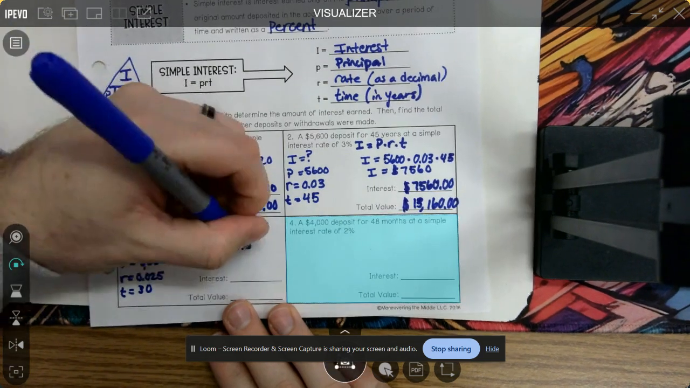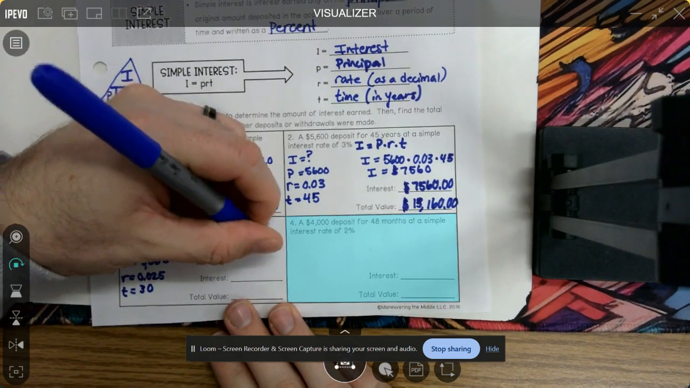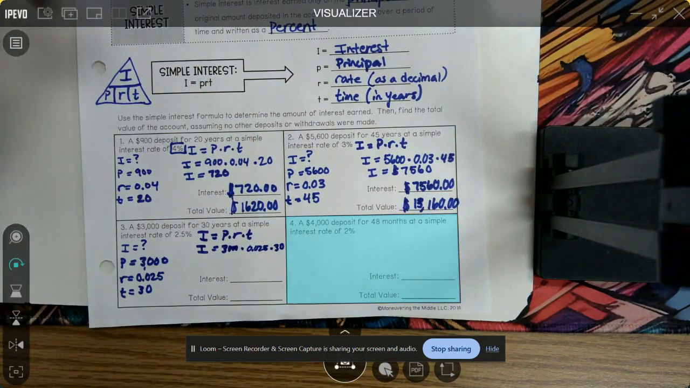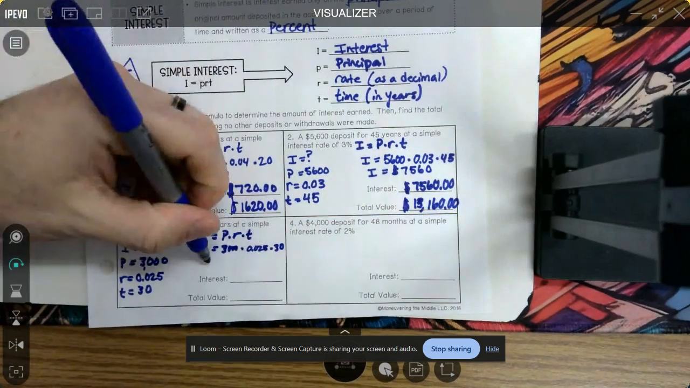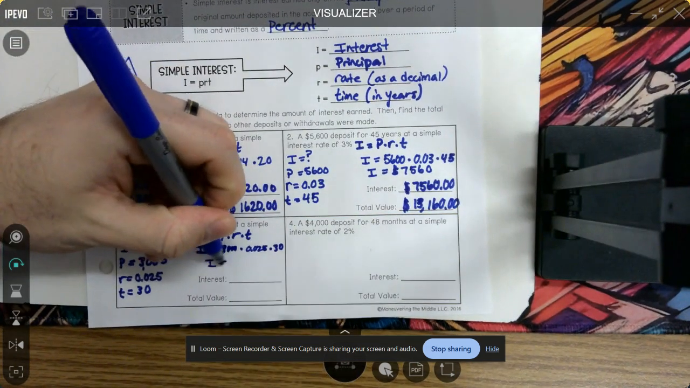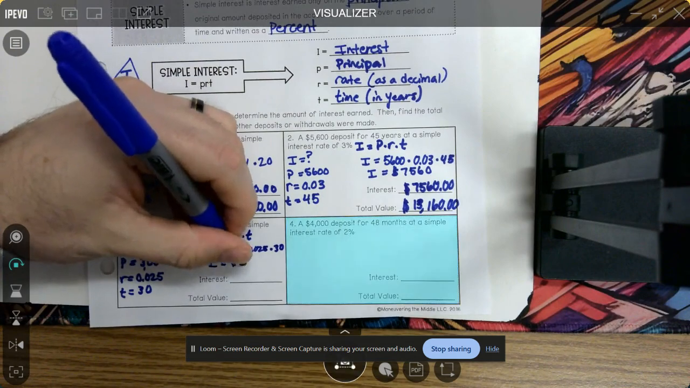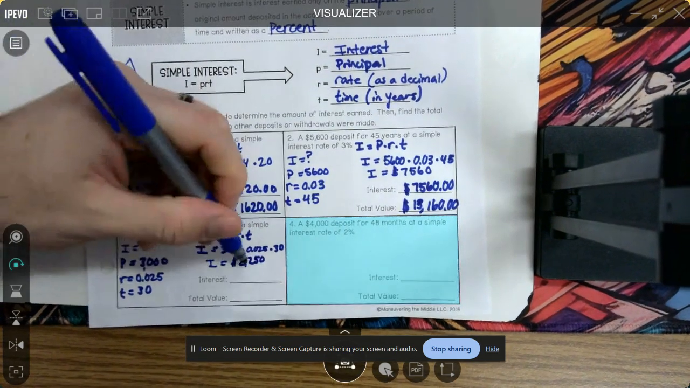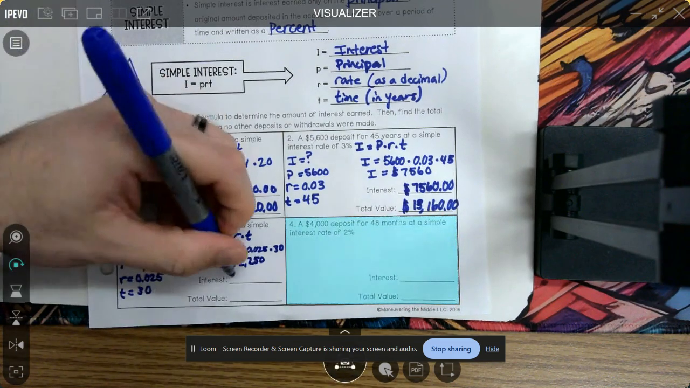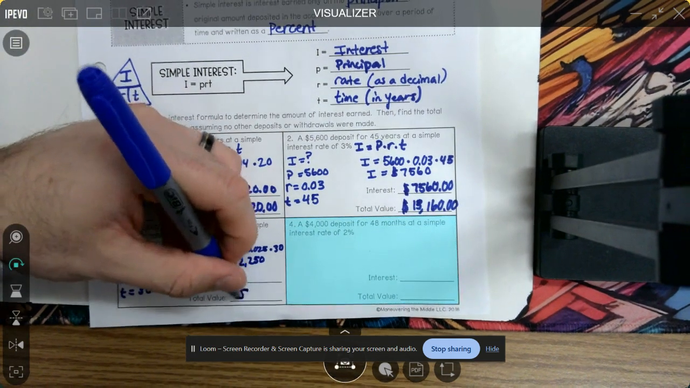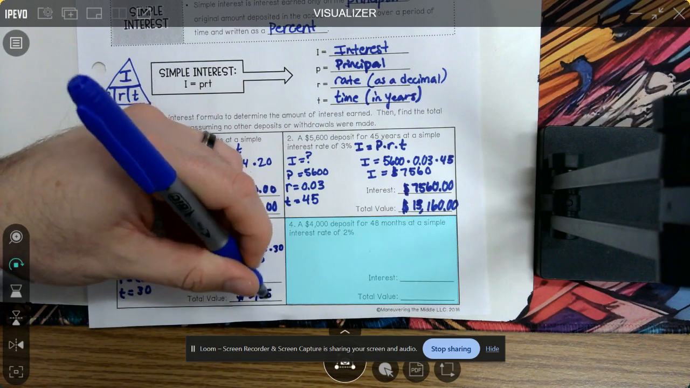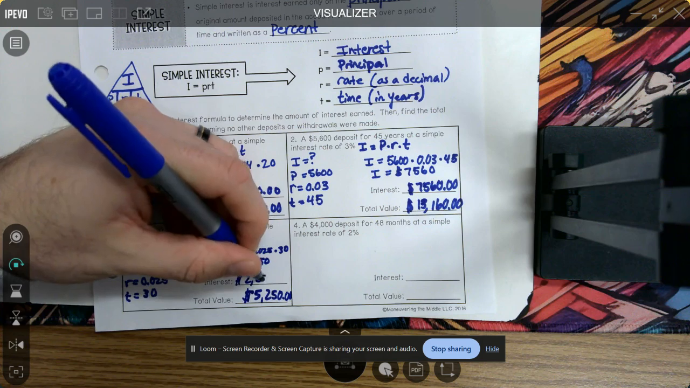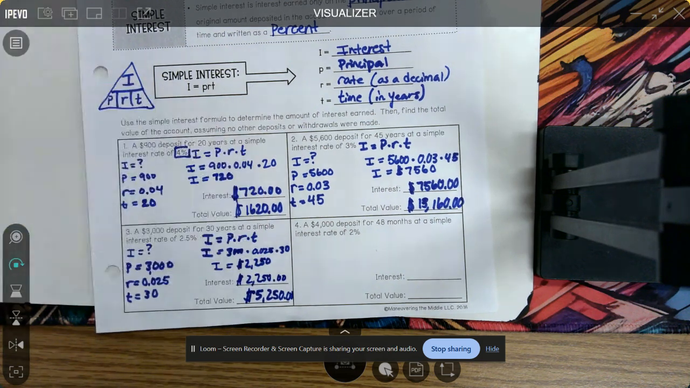3,000 times 0.025 times 30. And you get an interest earned of $2,250. Now you're going to add that to your principal, $2,250 plus $3,000, and you get a total value of $5,250. There we go. All right, pause the video.